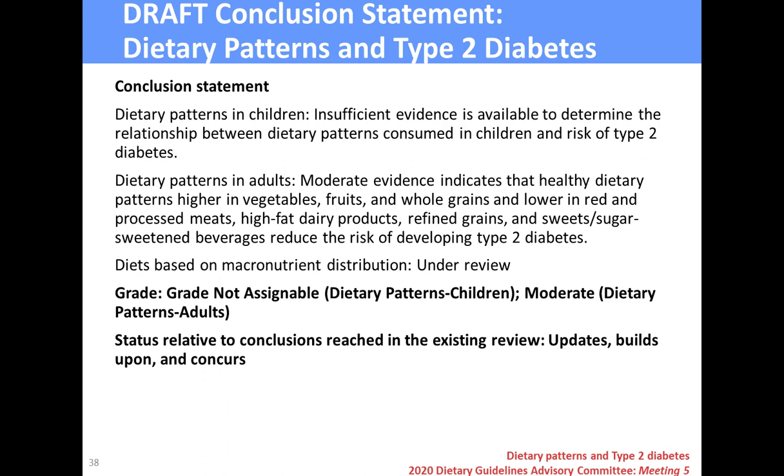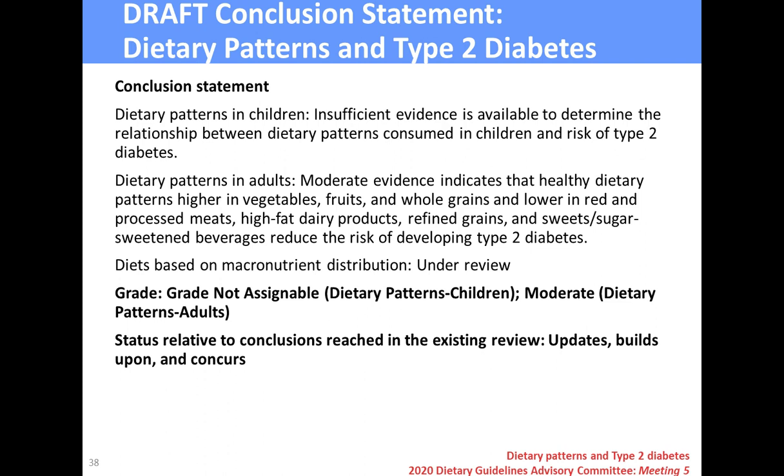For dietary patterns in adults, the subcommittee agrees with the existing conclusion statement of moderate evidence indicates that healthy dietary patterns higher in vegetables, fruits, and whole grains and lower in red and processed meats, high-fat dairy products, refined grains, and sweets, sugar-sweetened beverages reduce the risk of developing type 2 diabetes. Grades for these conclusion statements are as follows. Grade not assignable for dietary patterns in children and type 2 diabetes, moderate for dietary patterns in adults. For diets based on macronutrient distribution and this outcome, the full body of evidence is still under review.